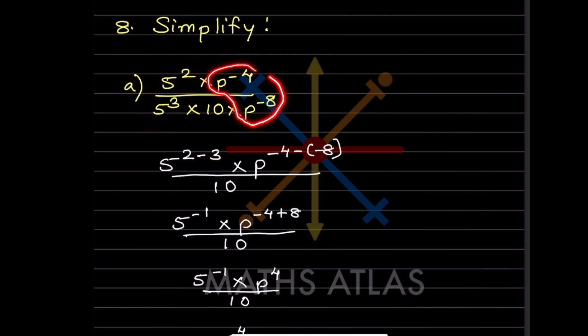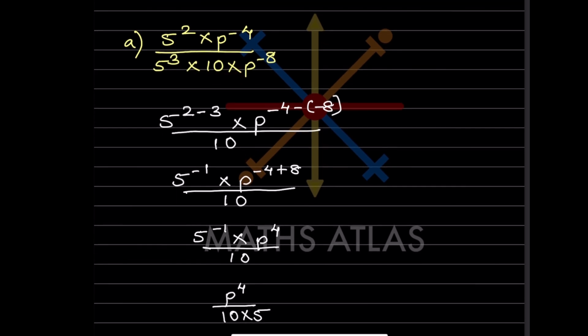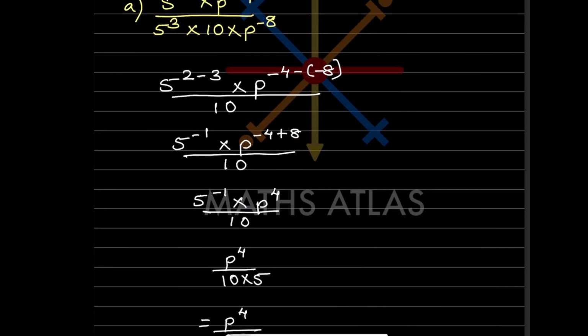Let us take this p first. P raised to minus 4. And in the formula we have minus of this, minus 8. And this 10 is going to be as it is first. So now what will you do here? 2 minus 3 means minus 3 plus 2, that is going to be minus 1. Minus 4 minus minus 8, so plus 8. So now let us write the same. Plus 8 minus 4, that is going to be plus 4.